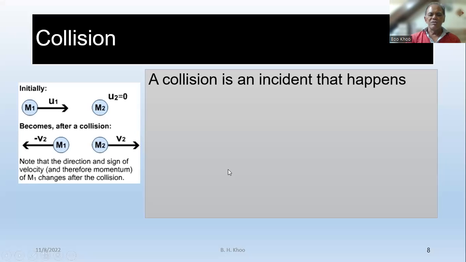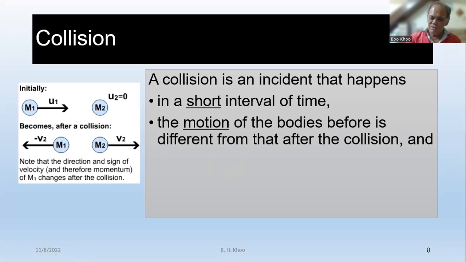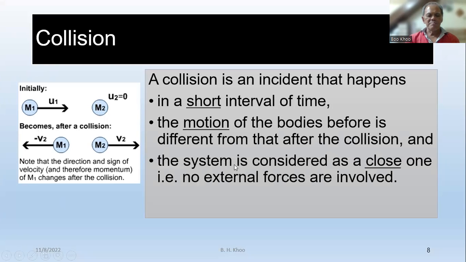Collision is an incident that happens in a short interval of time. The motion of bodies before is different from the motion after collision. You can see that the velocity is different. The system is considered a closed system, and no external forces are involved.